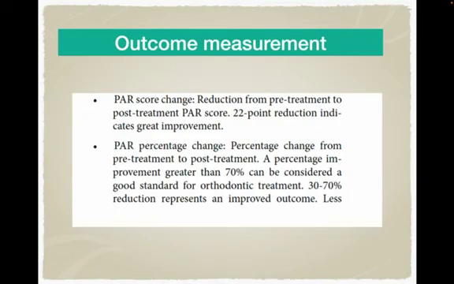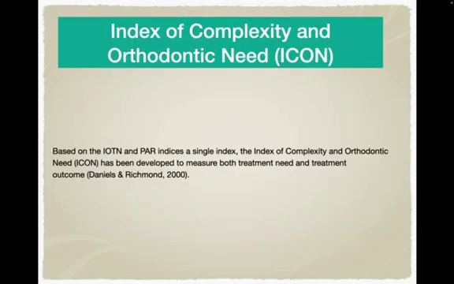So how is the outcome measured? We evaluate pre-treatment and we evaluate post-treatment. There are 2 or 3 ways of doing that. The first is to make sure there's an improvement of 22 points, which means a good improvement. Or you divide them, and if you get more than 70% improvement, we can consider the standard as good in orthodontics. If it's between 30 and 70, then the reduction represents an improved outcome. If it's less than 30, then there is no or little improvement and the outcome is not acceptable.